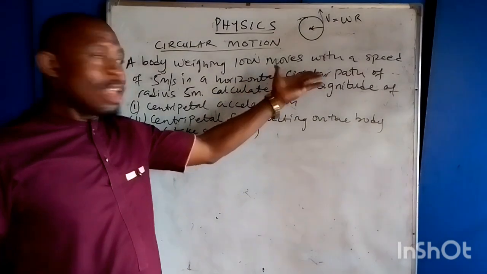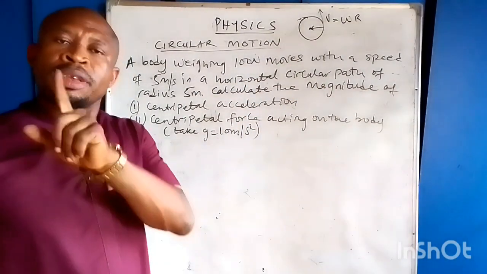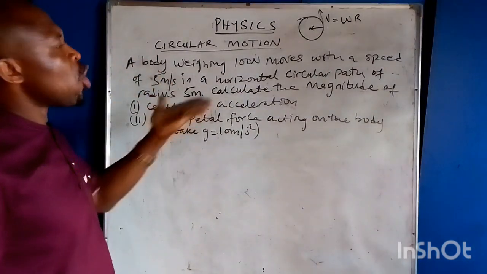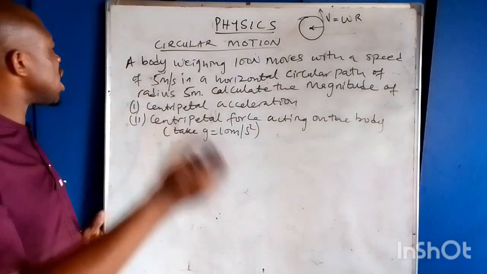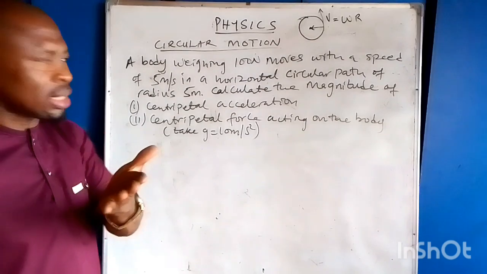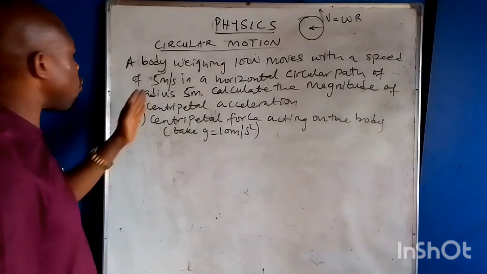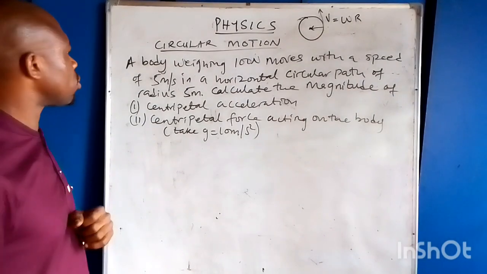Now, okay, we solve this same question. And this question says a body weighing 100 Newton moves with a speed of 5 meters per second in a horizontal circular path of radius 5 meters.